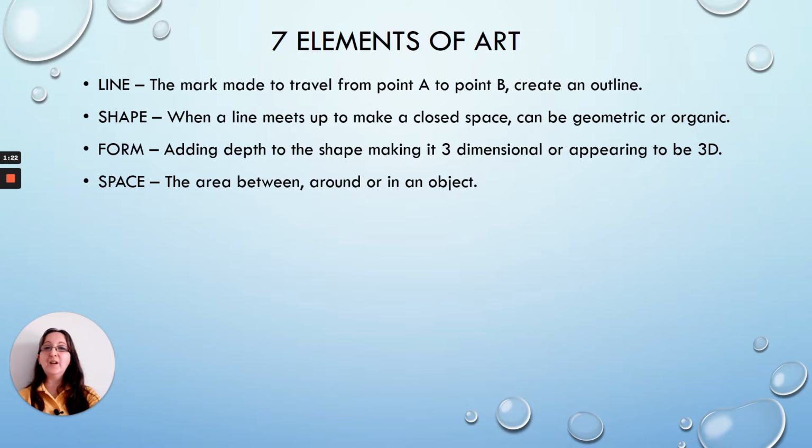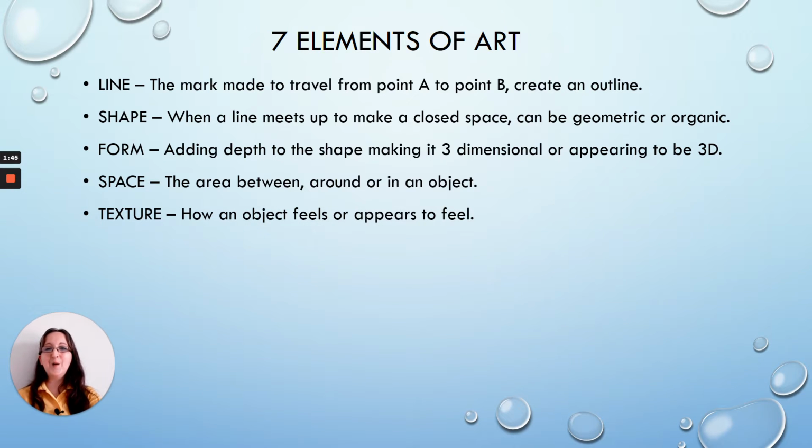Space is the area between, around, or in an object. So maybe you have 2 objects, so we have the space in the middle, we have the space around it, or maybe we have 2 objects like this. So do we want the space in between them? But also we have a space inside the object.